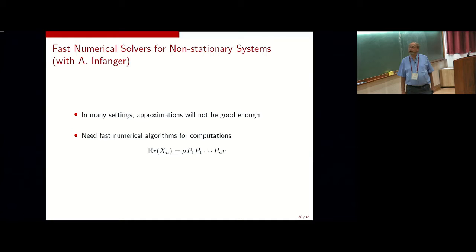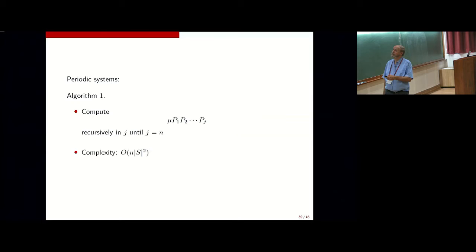All right, now let me say a little bit about numerical solvers for non-stationary systems. Again, what we're interested in doing is potentially computing this exact expected value. And we know that the exact expected value involves the product of these transition matrices, post-multiplied by R, pre-multiplied by the initial distribution mu. I said earlier that periodic models are a very important class of non-stationary dynamic systems.